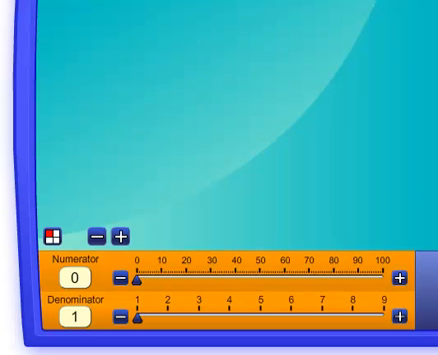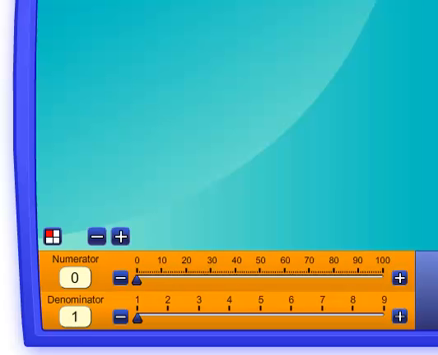Okay, today I'm going to show you a fraction model. We're going to start by choosing a numerator and denominator so that we can model this as a mixed number, a decimal, and a percent.